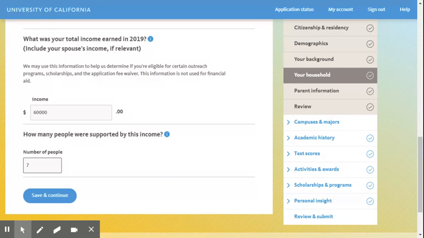FAFSA is going to be a little bit different, right? It goes by household and who lives in your household, but for purposes of the University of California and determining if you get a free fee waiver, it's based on this information that we have here. Okay.